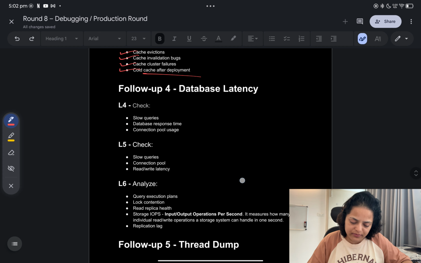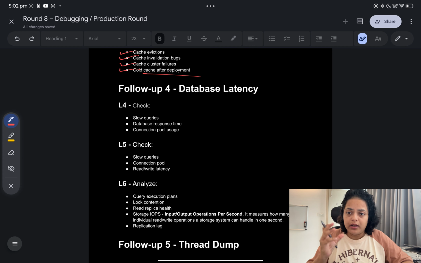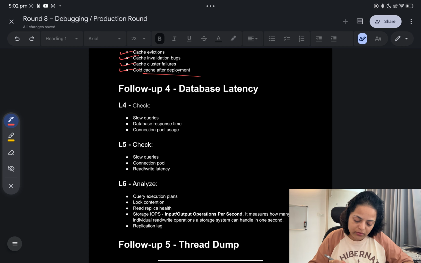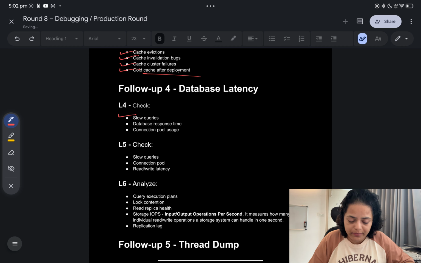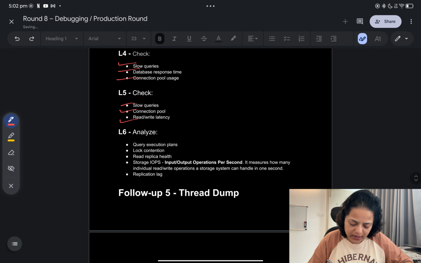So let's say the database side is taking more time. In that case, what will you do? L4 will check the slow query, which query is taking more time, and database response time, and after that connection pool usage, okay. L5 will check slow query, connection pool, and then read write latency. L6 will check the query execution plan.